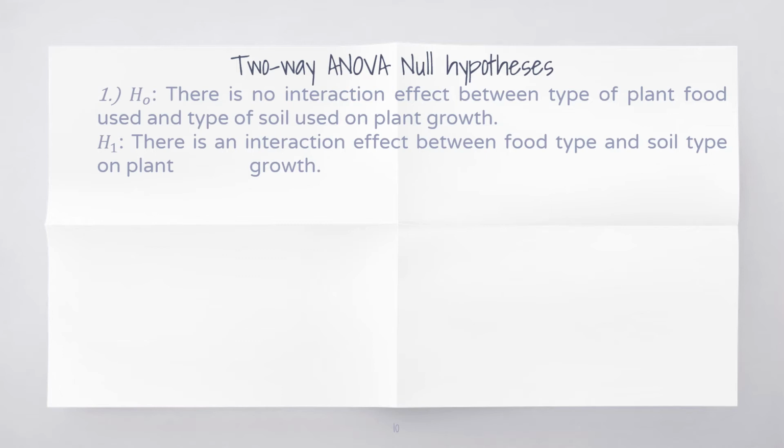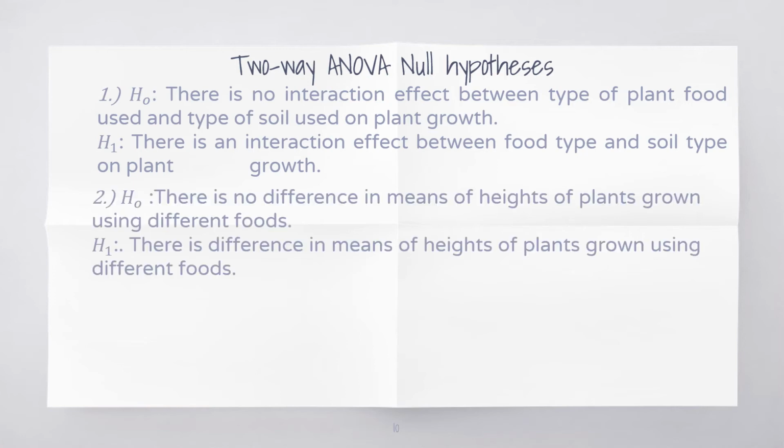Alternative hypothesis: there is an interaction effect between food type and soil type on plant growth. The second set of hypotheses: the null hypothesis is there is no difference in means of heights of plants grown using different foods, while the alternative hypothesis is there is a difference in means of heights of plants grown using different foods.